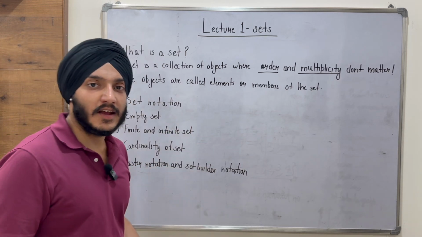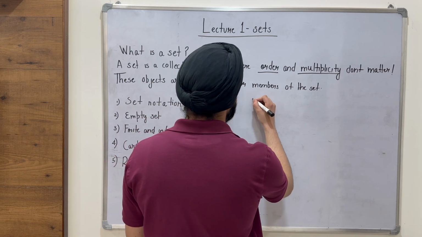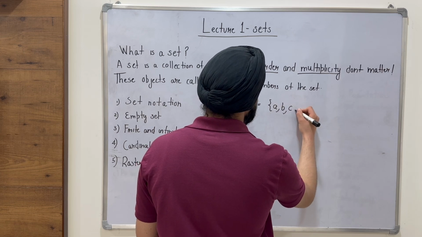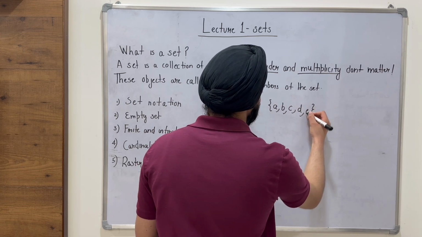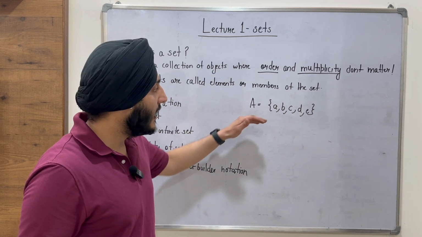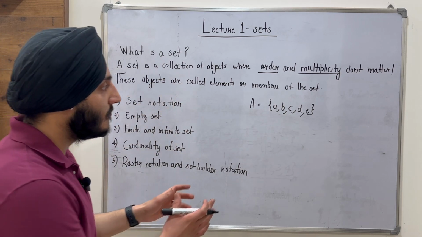So I'll give a very basic example of a set. For example, we can have a set of alphabets. For example, A is equal to {a, b, c, d, e}. This is a set of the first 5 alphabets, right? A to E. Now, this is a collection of objects. As you can see, it's basically a collection.